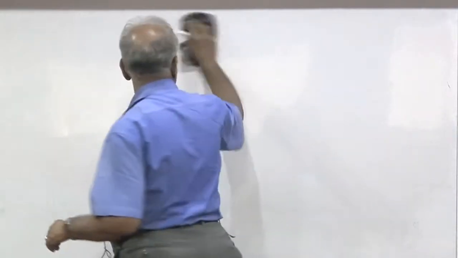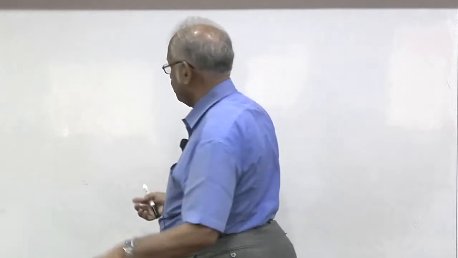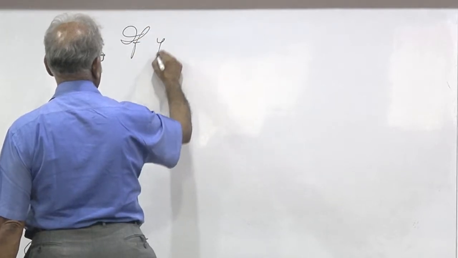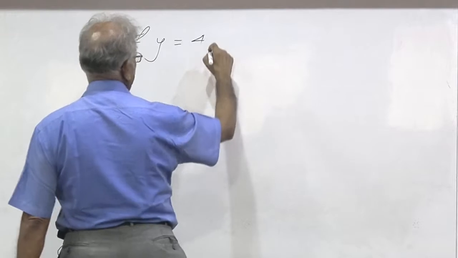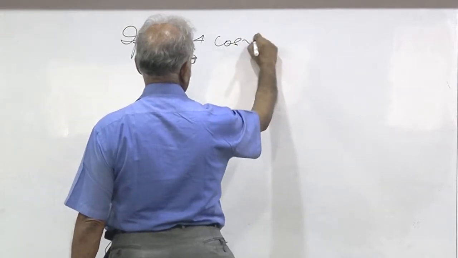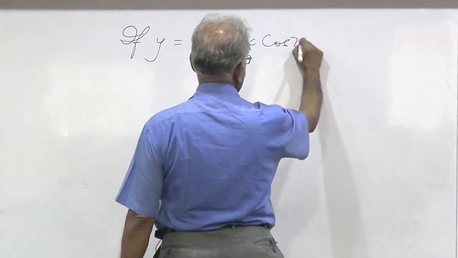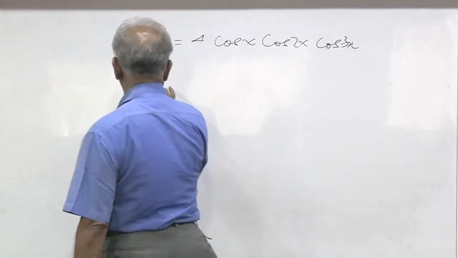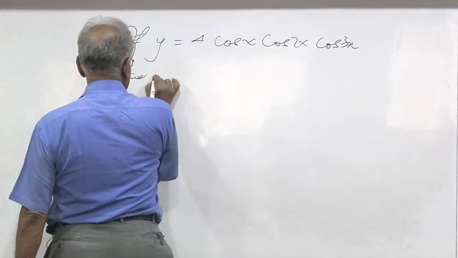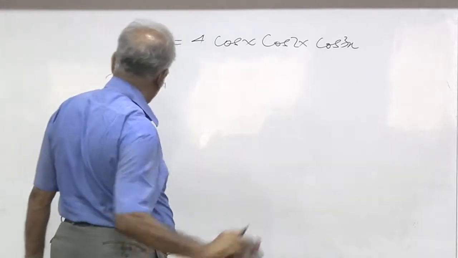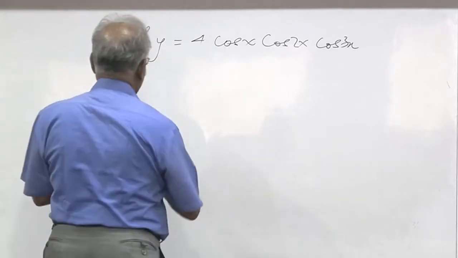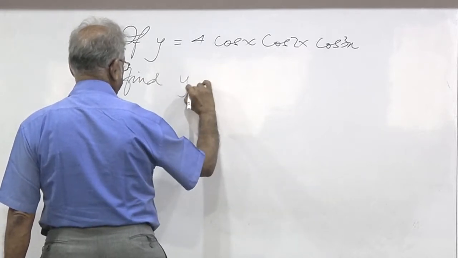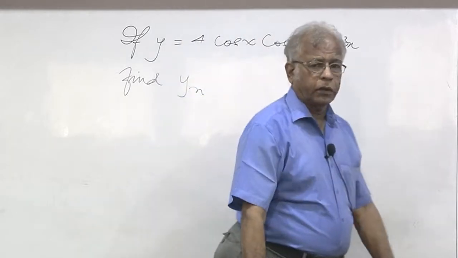Next problem is something like this. If our friend y is written as 4 cos x cos 2x cos 3x, find y sub n. Again, it is not a difficult one.